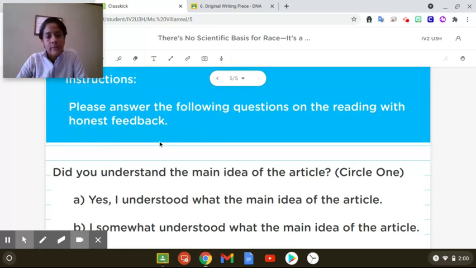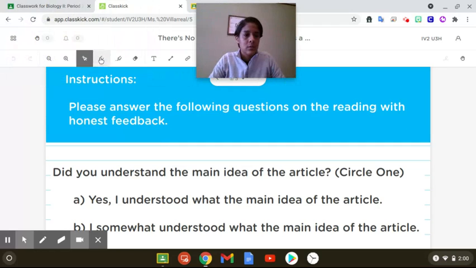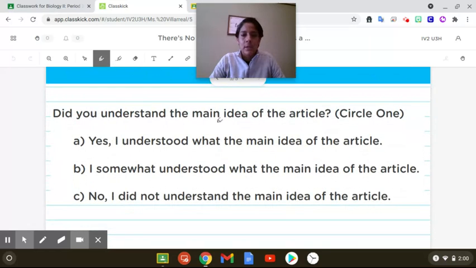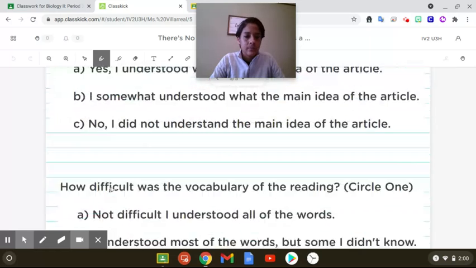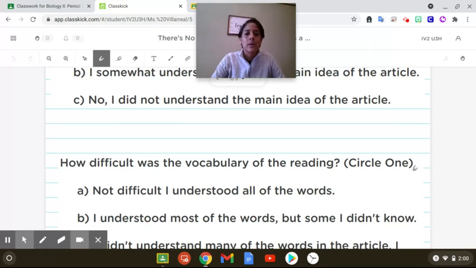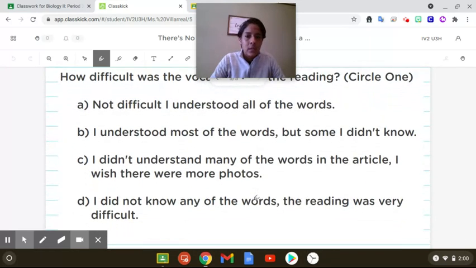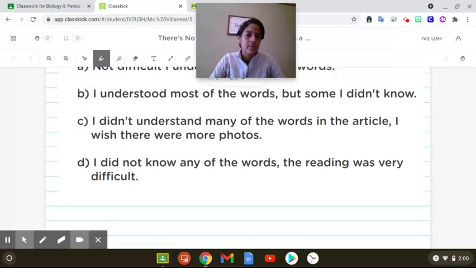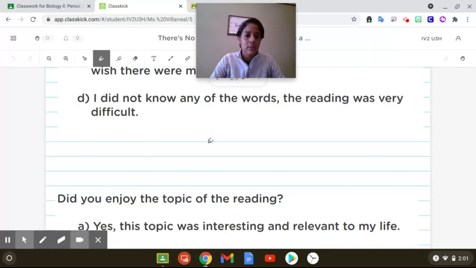Here, just provide your honest feedback by circling one of the options. The circling pen tool is right up here. Hit the pen mode. Did you understand the main idea of the article? Yes, kind of, no. How difficult was the vocabulary of the reading? And then you have some options: not difficult, understood most of the words but I don't know some, I didn't know any of the words.